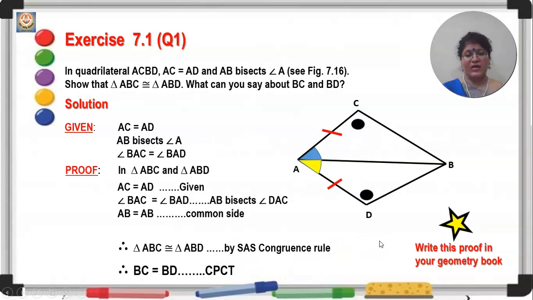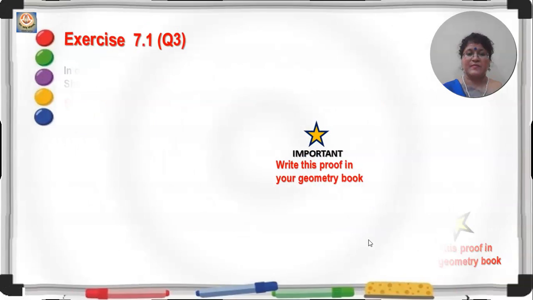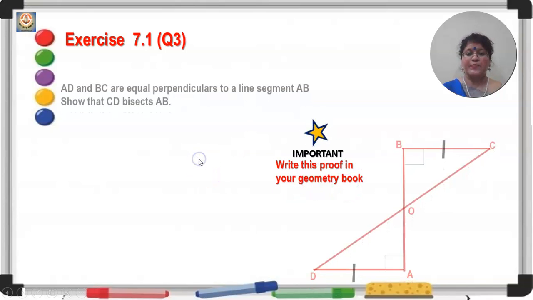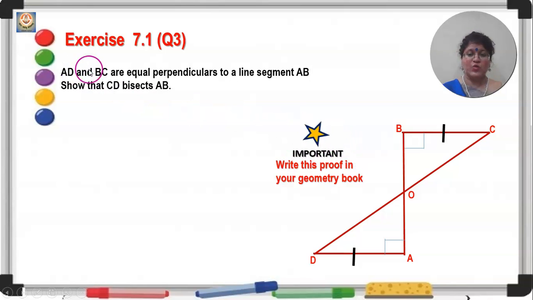Let us look at another question from the same exercise, that is question number 3. Now 7.1, question number 3, again make a note, it is an important question. This is the diagram and the question is AD and BC. They are equal perpendiculars. So I put an equal sign like this, an indication, and they are perpendicular, so 90-degree sign. You have to show that CD bisects AB.